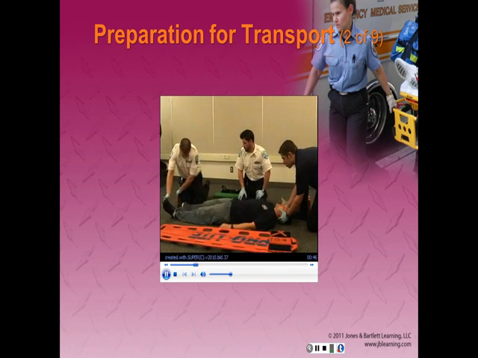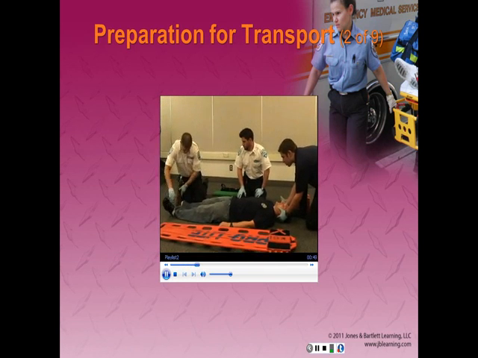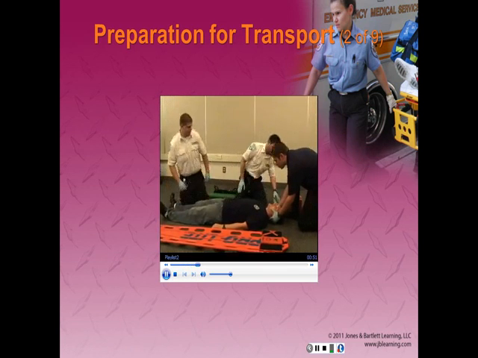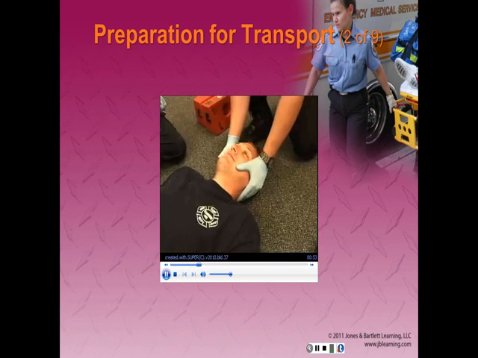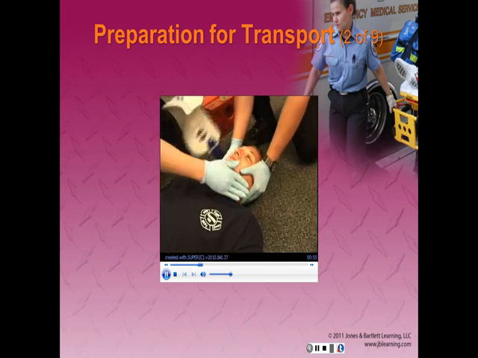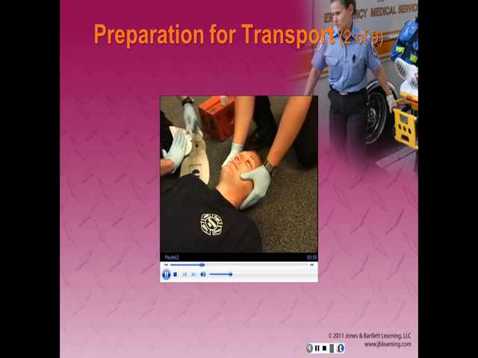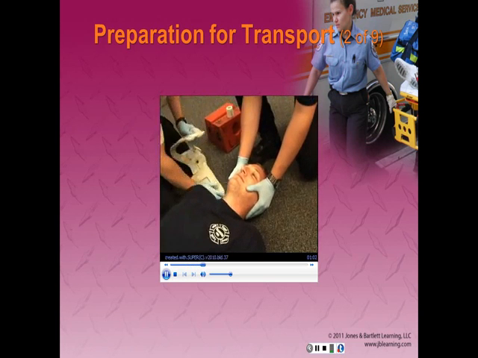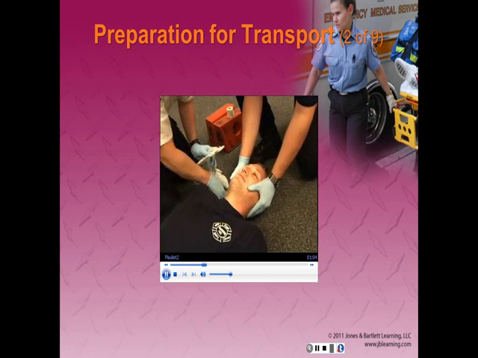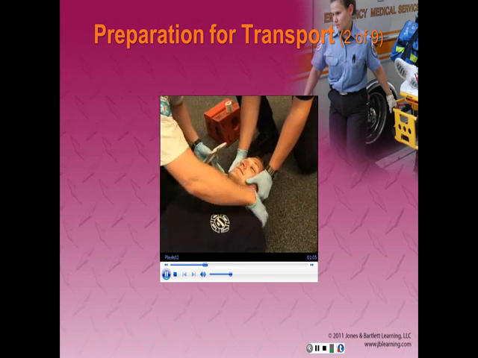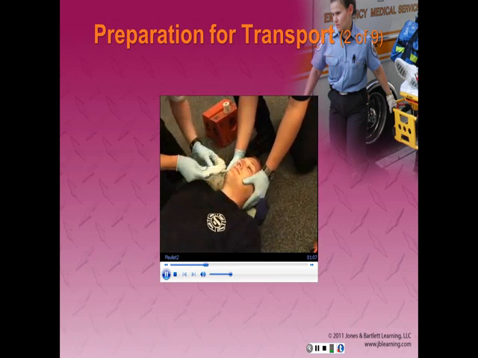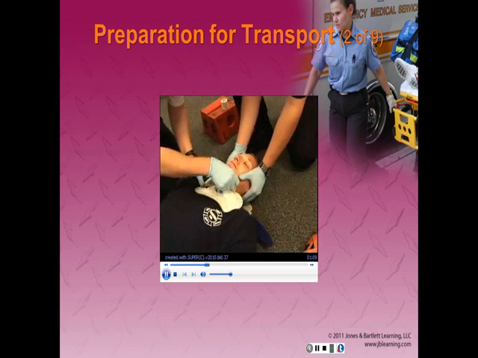Ensure that the head and neck are maintained in a neutral position until completely stabilized with a rigid extrication collar and mechanical cervical motion restriction. Choose the correct size rigid extrication collar for the patient using an appropriate sizing method. Apply the extrication collar without allowing flexion or extension of the patient's neck.